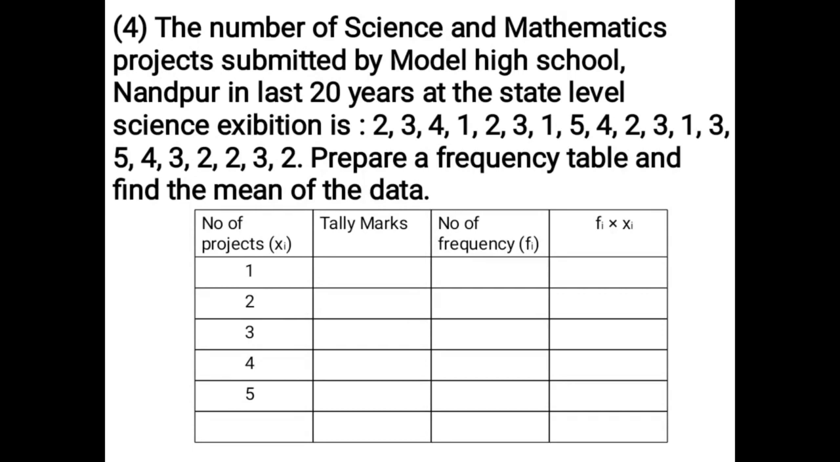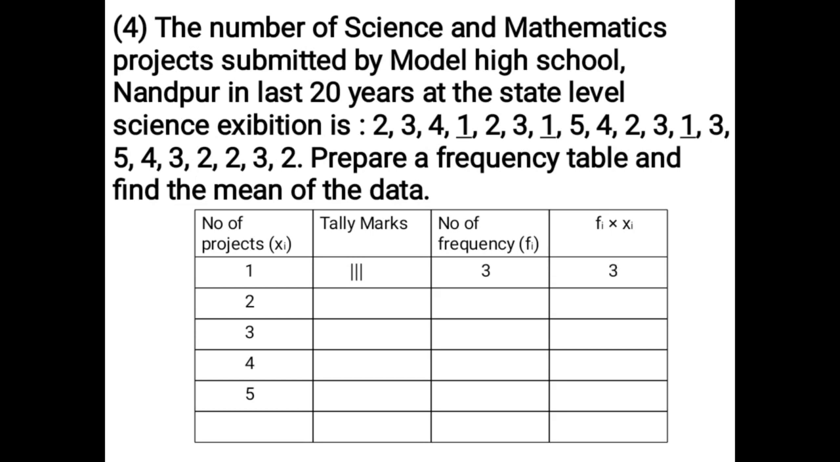Project number 1, you have to underline and count how many there are in the question. Total there are 3 project number 1. You have to mark 3 tally marks this way. If tally marks is 3, number of frequency also is 3. Then you have to multiply fi into xi, that is number of frequency into number of projects. 3 ones are 3.